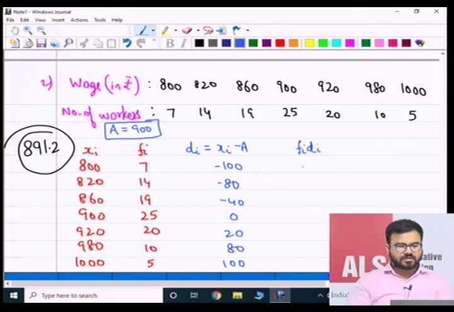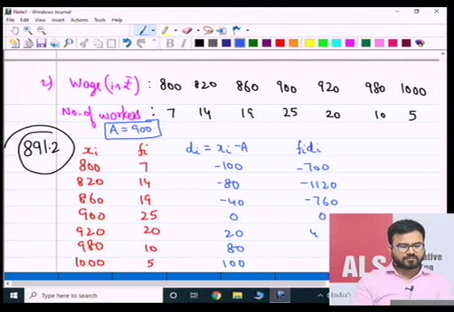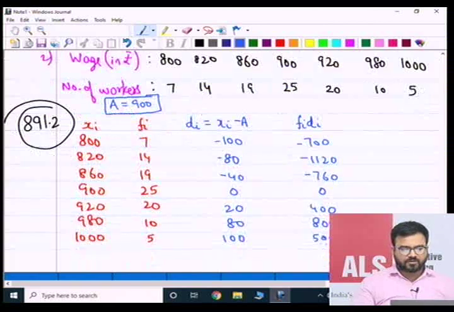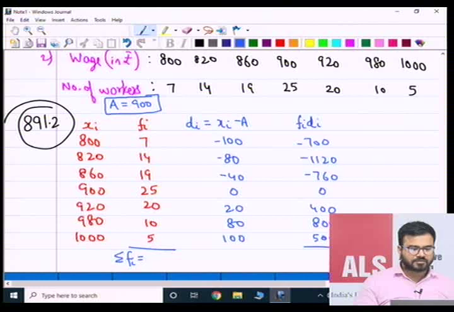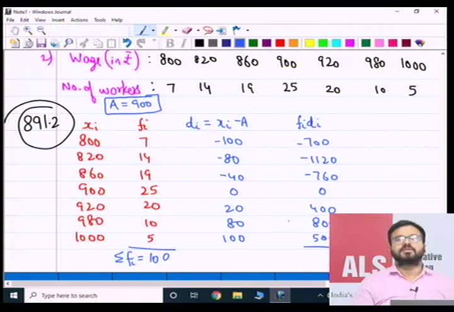So this will become minus 700. 14 into 8 is 112, so minus 1120. 19 into 4 is 76, minus 760. 25 into 0 is 0, then it is 400, then 800, and then 500. These are the values. So if we are going to add all these values, summation of frequency first of all. If we add the frequency, that will become 100. Frequency is 100 total.